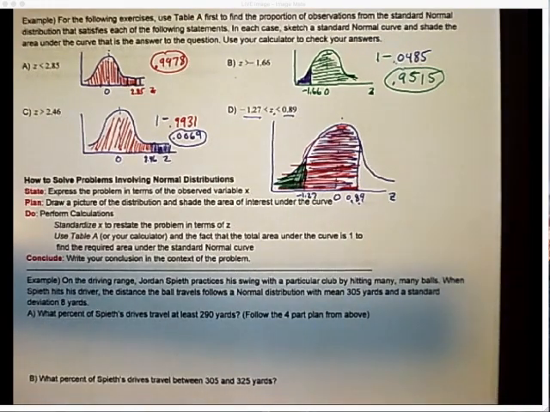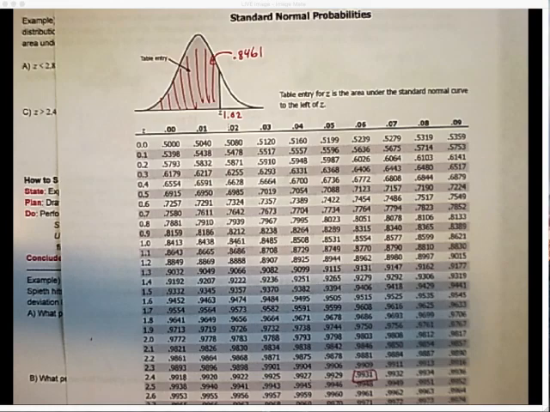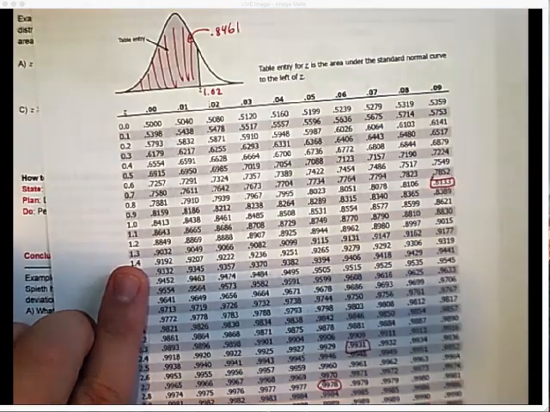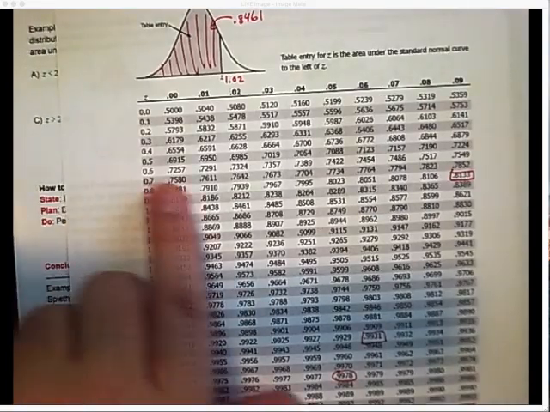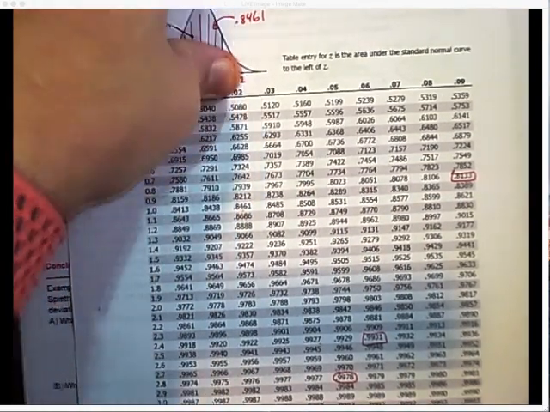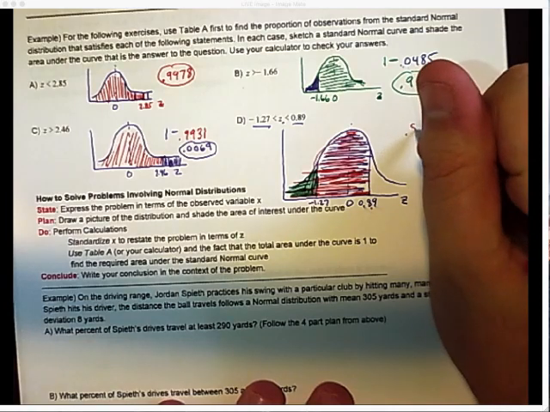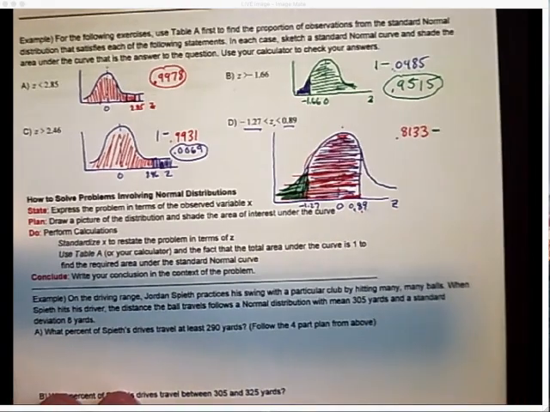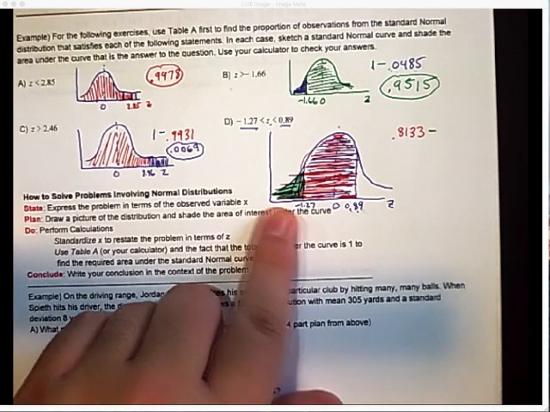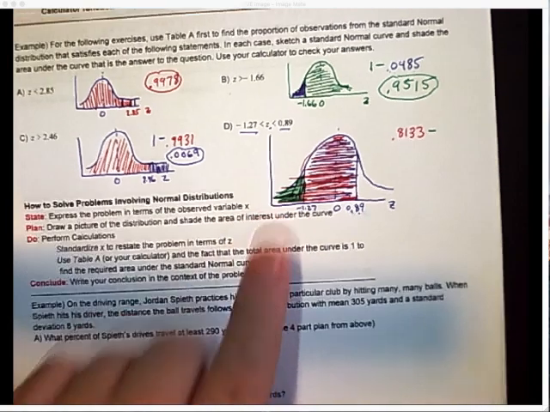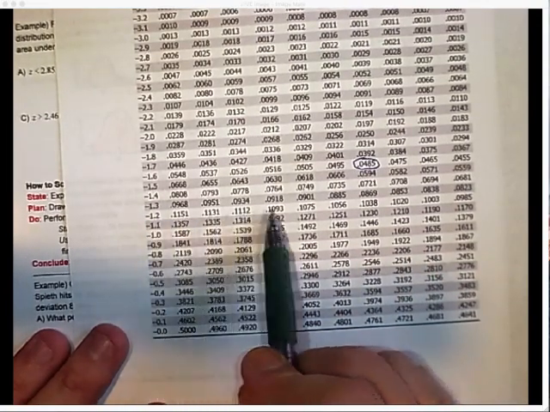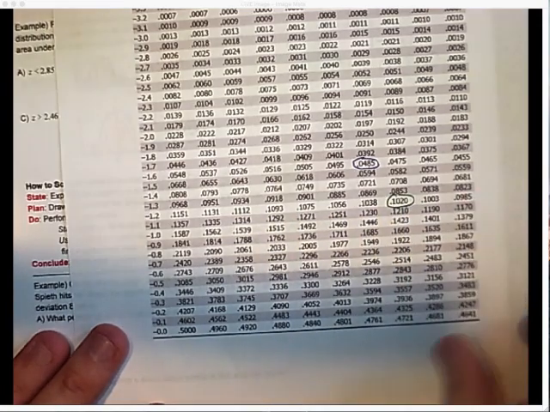Okay. So if I look at my table, the area to the left of 0.89 is 0.8133. Yep, 0.8133. So red area, 0.8133. And I have to subtract off that green area. So that is the area to the left of a z-score of negative 1.27. So a z-score of negative 1.27 is 0.1020.